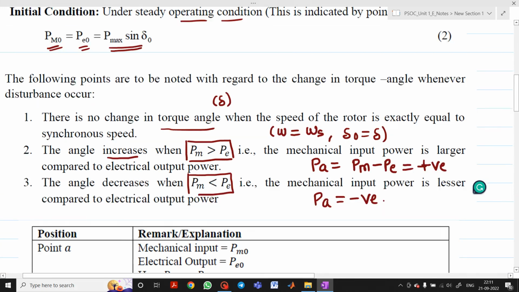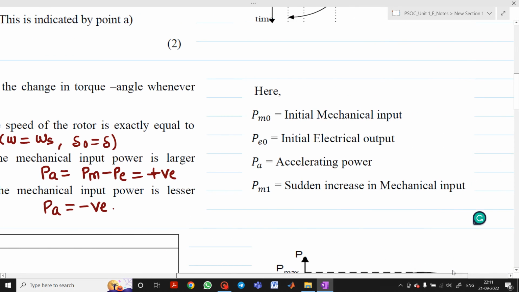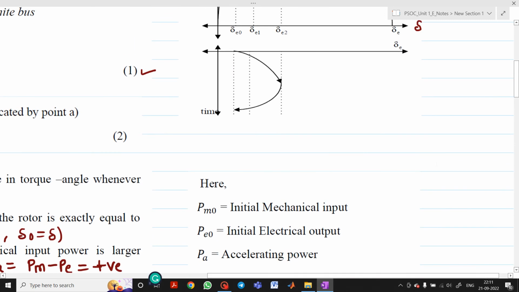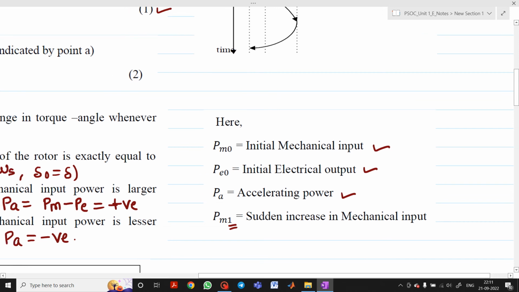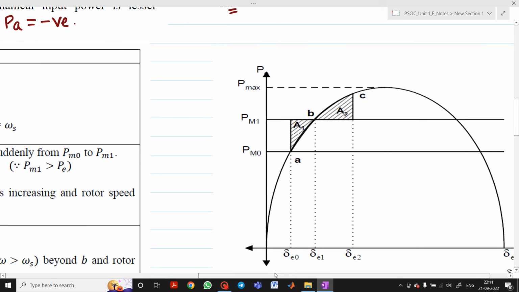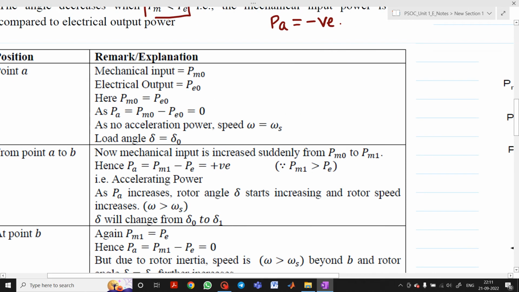Now let's discuss the diagram which is drawn here. Before that, please understand this concept. PM0 is the initial mechanical input, PE0 is the initial electrical output, PA is the accelerating power, and PM1 indicates the sudden increase in mechanical input. So I have redrawn this diagram here. One by one we will explain each point: what happens at point A, at point B and point C.